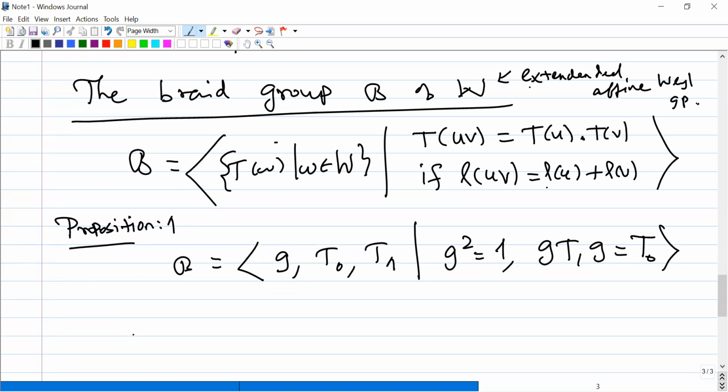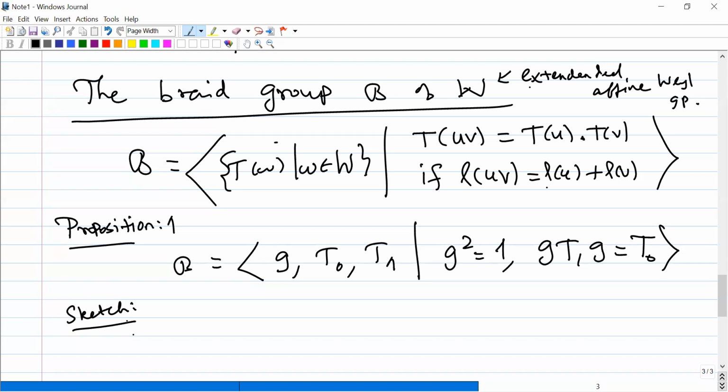The braid group is generated by the symbols T of W with the relations T of uv equals T of u times T of v whenever the length of uv is equal to the length of u plus the length of v. Now it's easy to see, because W is already generated by S naught, S1 and sigma, that g corresponds to sigma, T naught corresponds to S naught and T1 corresponds to S1. So we can simply write down all the things, and that will prove this. Here is the sketch.